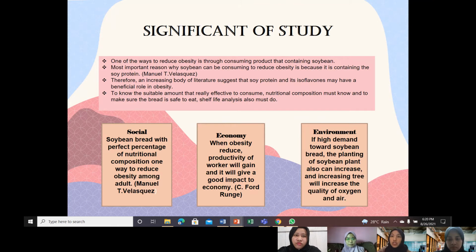Okay. First, social: soybean bread with the perfect percentage of nutritional composition is one way to reduce obesity among adults. Second, economy: when obesity is reduced, the productivity of workers will increase. Workers will work more seriously and move easily, which will give a good impact to the economy. Third, environment: if there is high demand for soybean bread, the planting of soybean plants can also increase and will increase the quality of oxygen and air. As you know, carbon dioxide will decrease if oxygen increases. Okay, next.